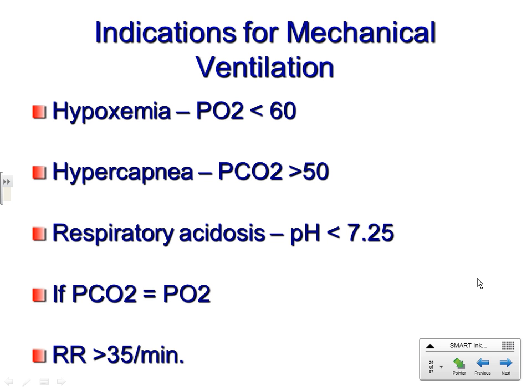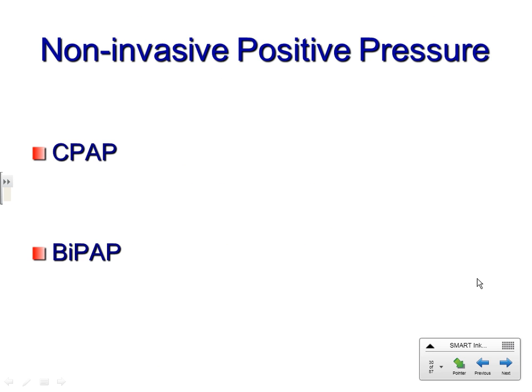Now there's a couple of different ways that we do ventilation for patients. There's invasive and there's non-invasive. So there's a couple of non-invasive positive pressure methods of delivering ventilations. And that's CPAP, which means what? Continuous positive airway pressure, and BiPAP. So these are ways that patients may have some short-term ventilatory support.